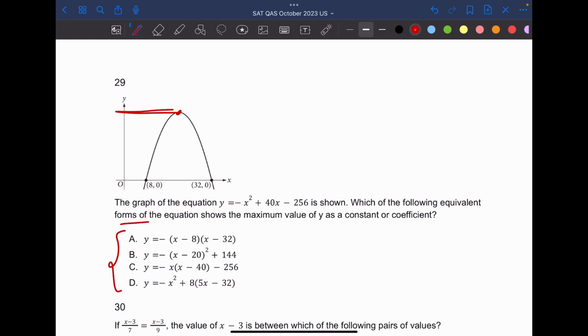Okay, so what does the vertex form look like? It looks like a bracket, so let's say x minus a.